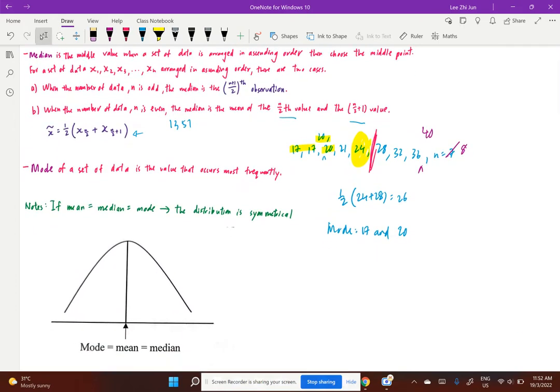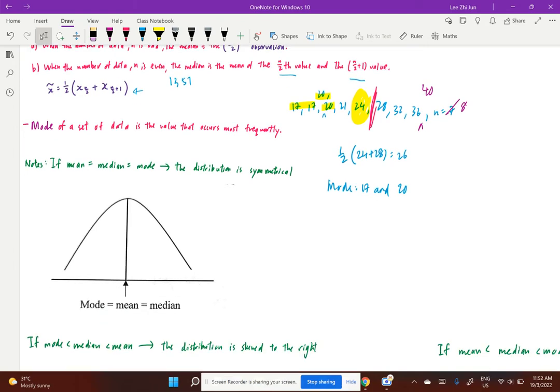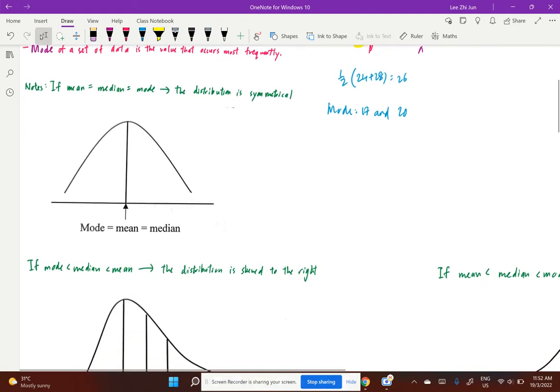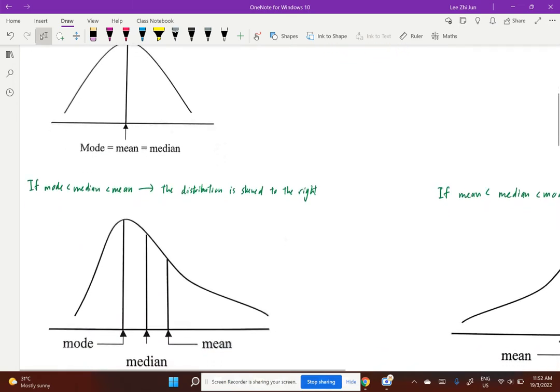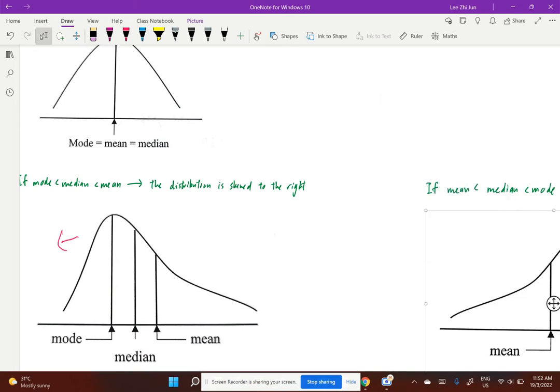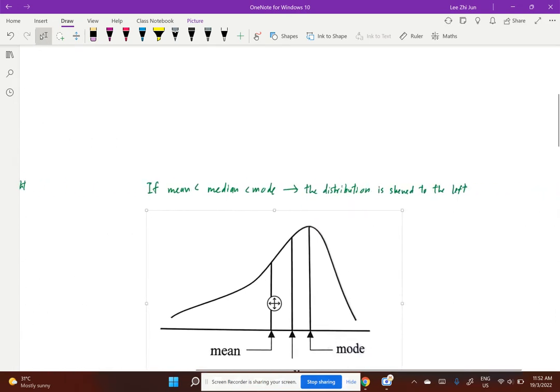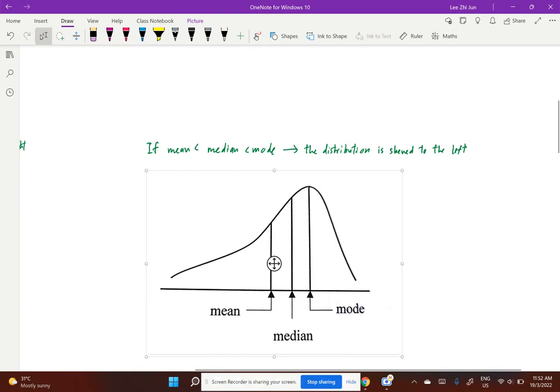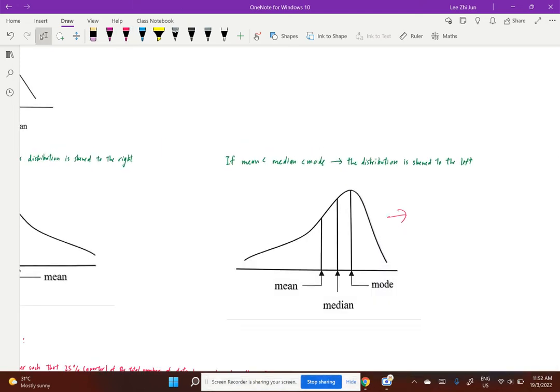If mean equals median equals mode, the distribution is symmetrical. But usually this seldom happens. If mode is smaller than median, and median smaller than mean, the distribution is skewed to the right. It's the right side, not my right side. If the mean is smaller than median and smaller than the mode, the distribution is skewed to the left, because all the data goes to the left.